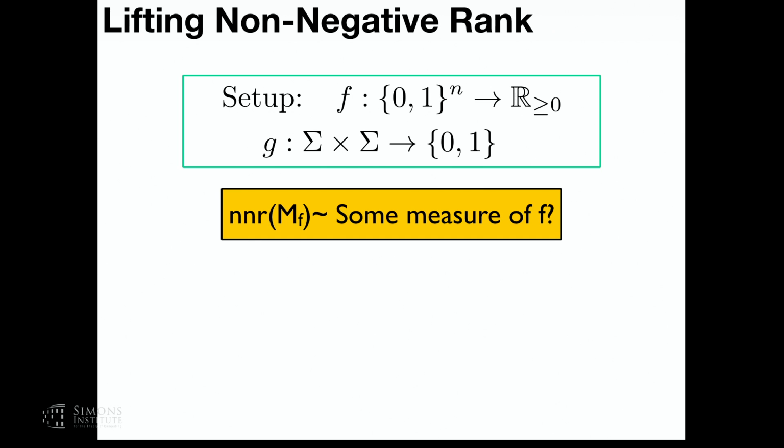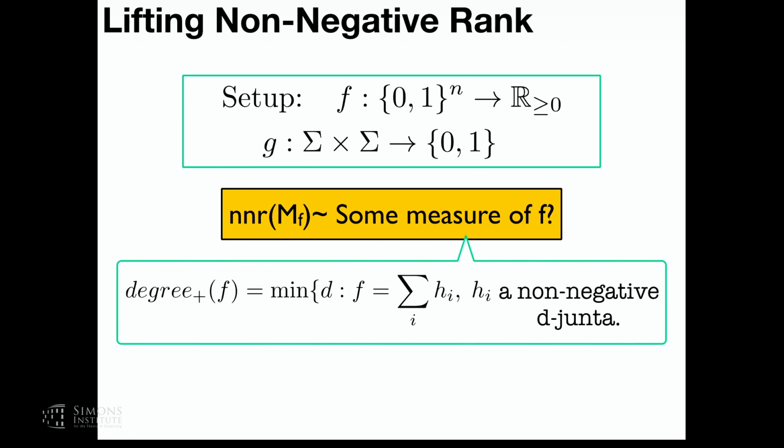And I would like to characterize the non-negative rank in terms of some measure of f. So what measure of f should you use? It's a pretty natural measure given the context. If you play with it, then you'll end up with this measure. So what's the measure? It's a non-negative analog of degree. Well, almost, but there's some subtlety here. So it's called degree plus.